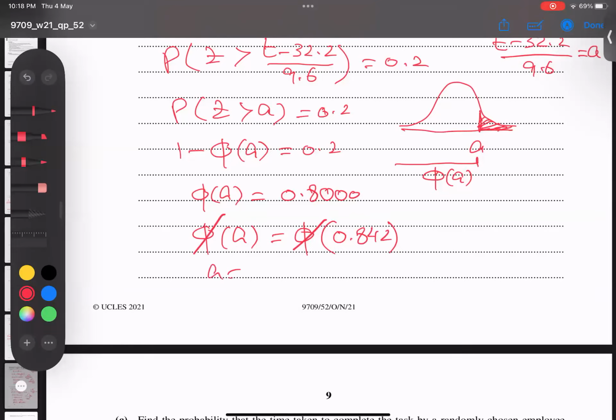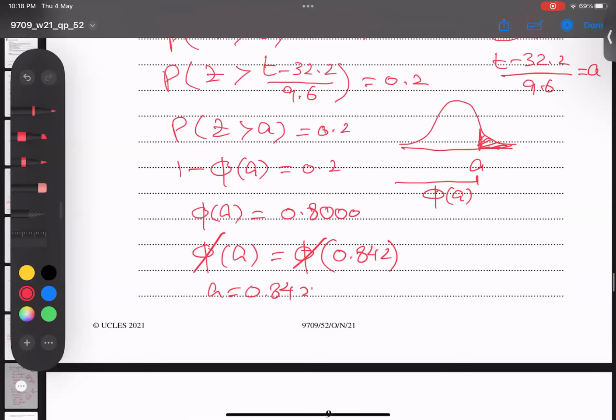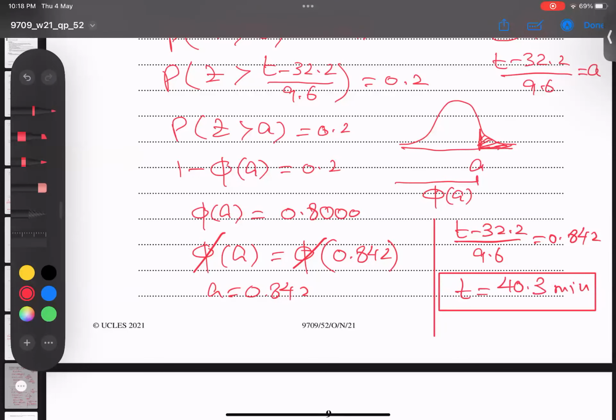So the value I'm getting is 0.842, and I'm going to plug this in here. T minus 32.2, divided by 9.6, equals 0.842. It multiplies and this adds. So when I multiply 9.6 by 0.842 and add 32.2, the time comes out as 40.3 minutes. I hope the point is very, very clear.